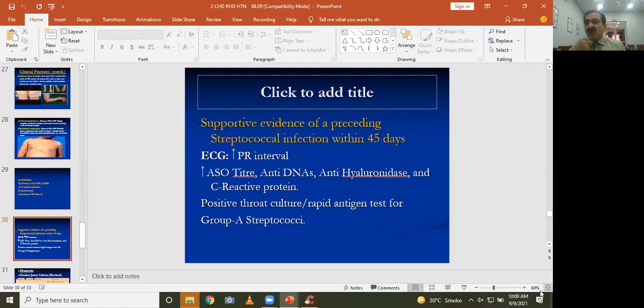Definitely, I told you, you take the throat culture, and if there is a streptococcal infection, it is positive. Or you can use the rapid antigen test. For the throat culture, the report comes after a few days, after 48 hours. But there is a rapid antigen test. You do the test and get the streptococcus result on the spot. That is called the rapid antigen test for streptococcus, rather than having a culture. So this is one of the supporting pieces of evidence.